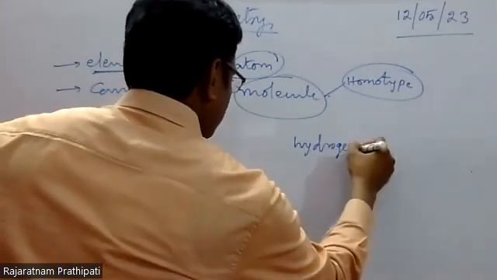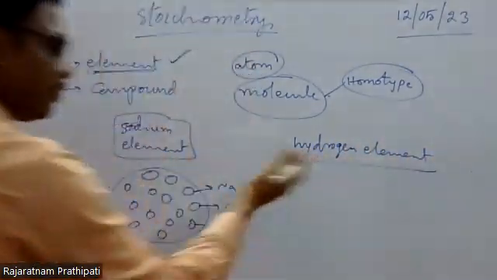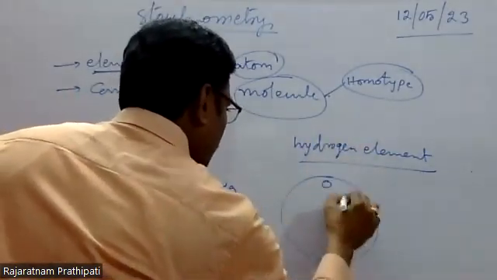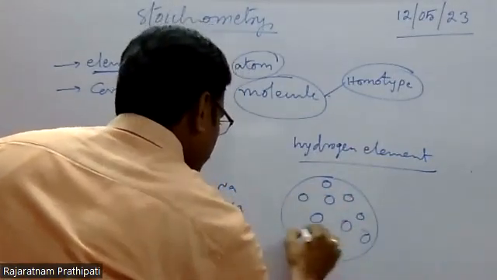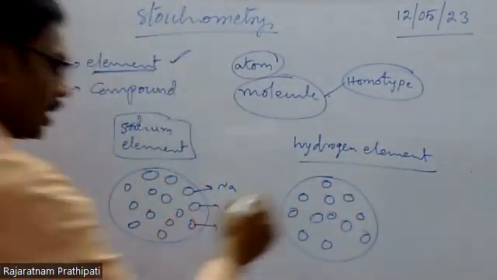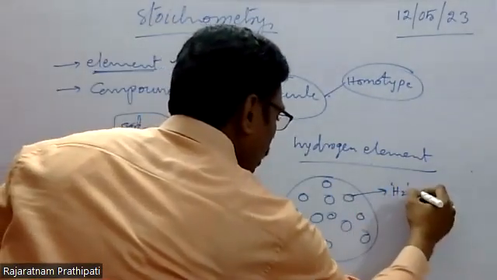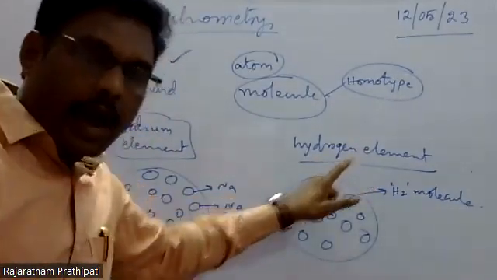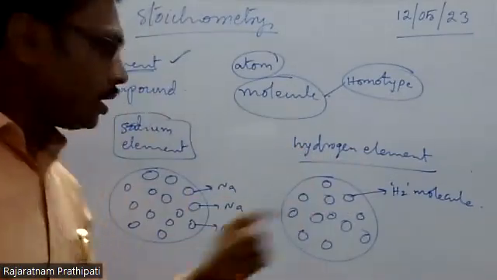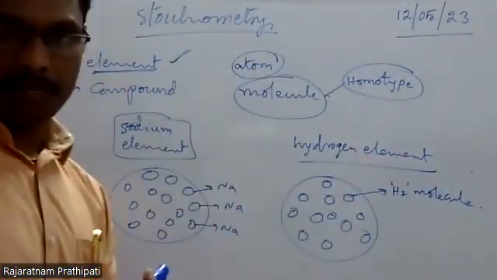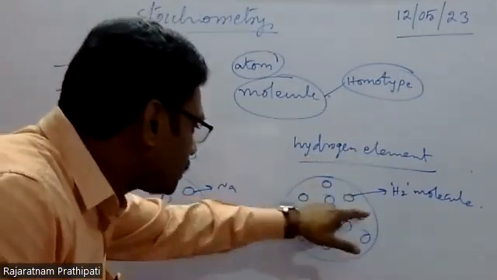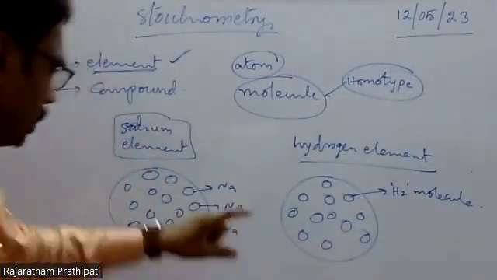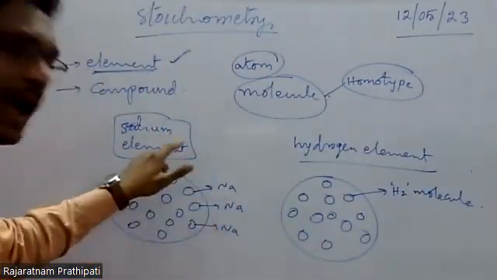Another example, the hydrogen element. Hydrogen is one of the 118 elements. If you consider the hydrogen element, here these are the smallest particles. This is a hydrogen molecule. In the hydrogen element, the hydrogen atom is not the smallest particle; the hydrogen molecule is the smallest particle. So the hydrogen element is composed of hydrogen molecules, and the sodium element is composed of sodium atoms.